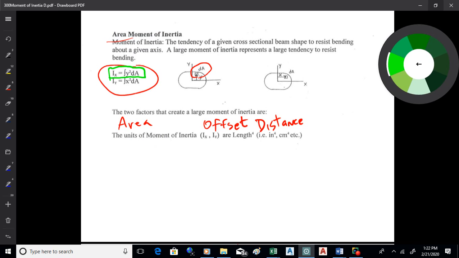All right, now the units for moment of inertia are kind of funny. They're length to the 4. Inches to the 4, meters to the 4, millimeters to the 4, whatever, because you're taking the square of a distance times an area. So you get meters times meters for the square of the distance, then meters squared for the area. So you get a length to the 4 for the units. Okay.